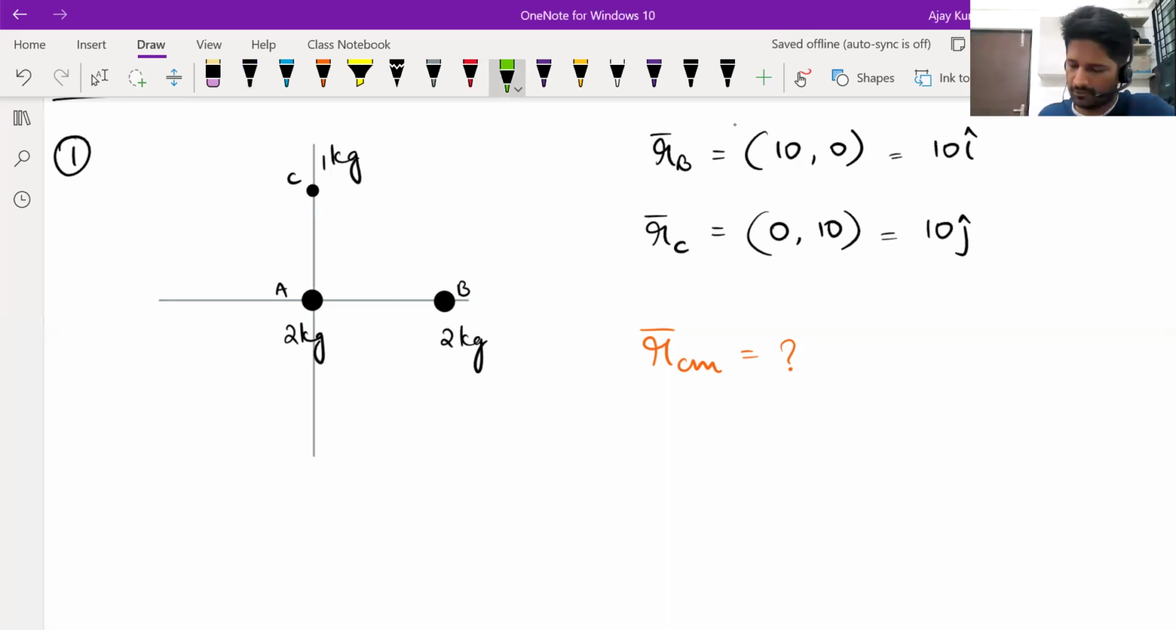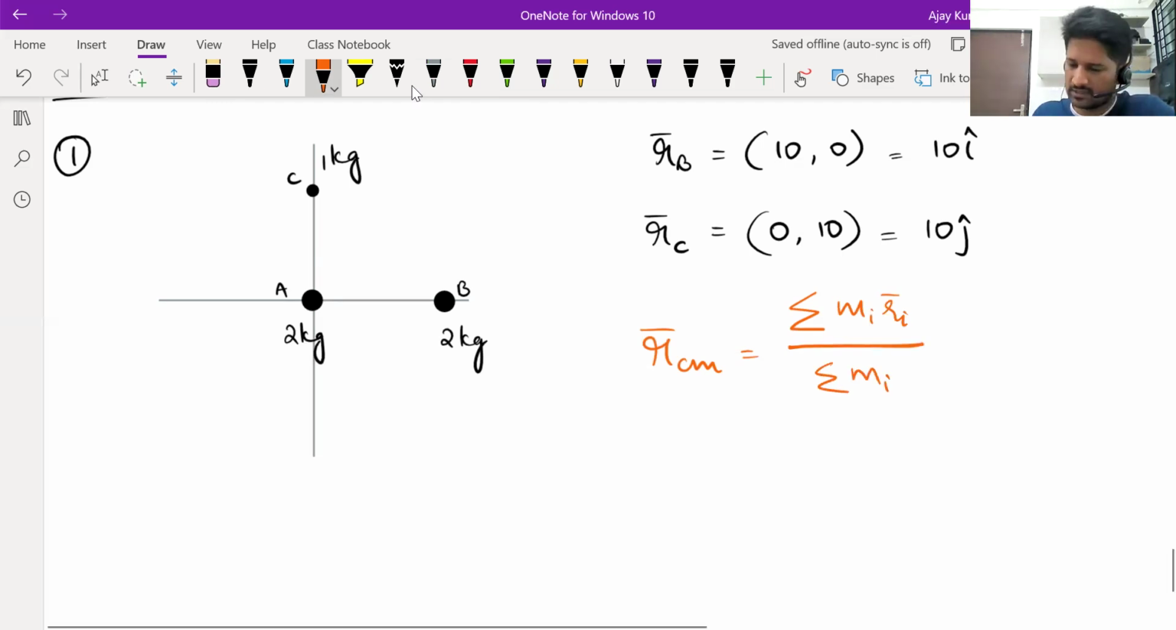Pawan, can you tell me the formula for position of center of mass? Summation of m_i r_i divided by total mass. Total mass, summation of all the masses. Okay. So here there are 3 masses.